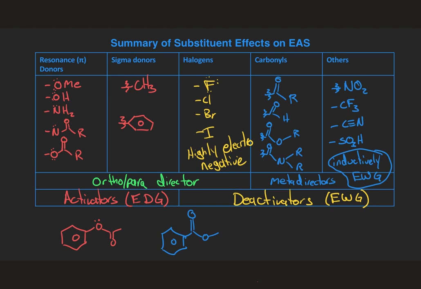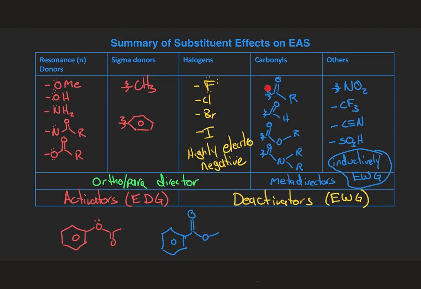So to summarize, if your atom has a lone pair that's directly attached to the aromatic ring, it's going to be a resonance pi donor. It's an ortho-para director and an activator. Alkyl groups are activators, and they are sigma donors. Halogens are deactivators because they're so electronegative, but they do have lone pairs, and so they're ortho-para directors.